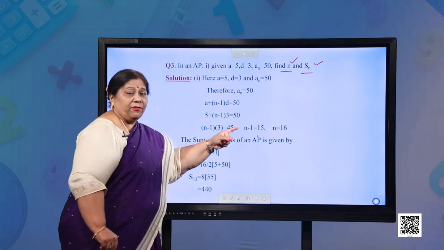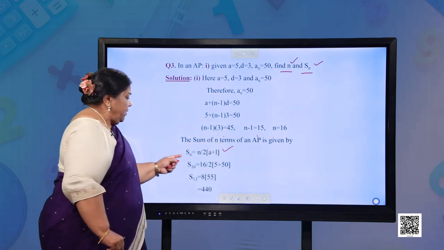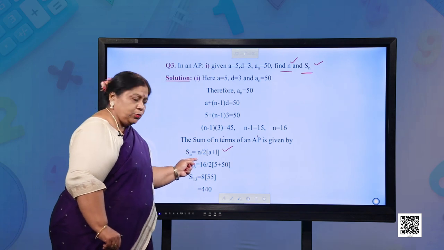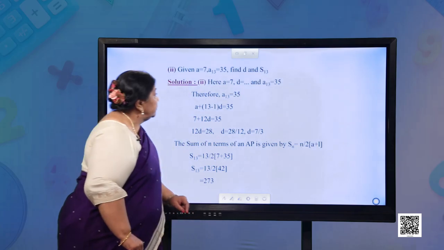After calculating the value of N as 16, we can use again the sum to N terms formula. Sn is equal to N upon 2 into A plus L. That is equal to 16 upon 2 into 5 plus 50. So we get 8 into 55. That is obviously equal to 440. Is it clear? Okay. Let us see the next one.